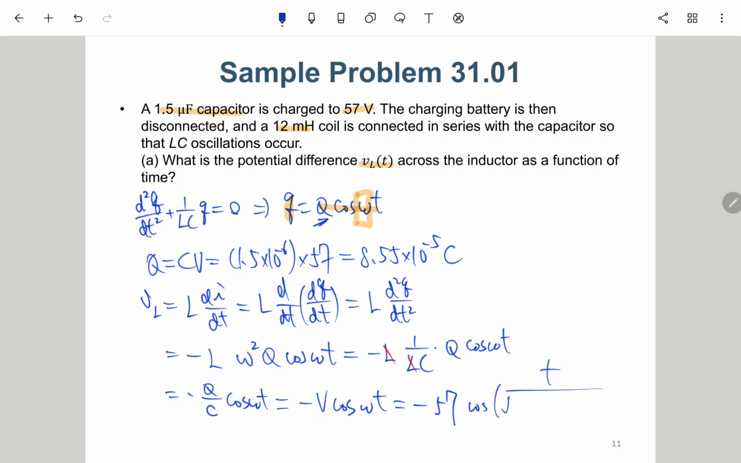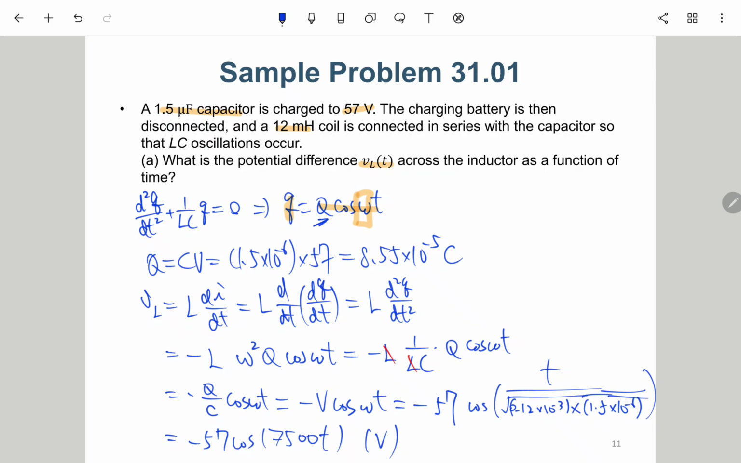And then for omega, we can just plug in the values of L and C. Omega is 1 over the square root of LC, so it is 0.12 times 10 to the negative 3rd power, and then times C, which is 1.5 times 10 to the negative 6. Finally, this answer will be negative 57 cosine of 7,500 t, of course in radians. If we need to make use of calculus, here we use the derivative, so 99.999% of the time we need to use radians. So this is in radians per second.